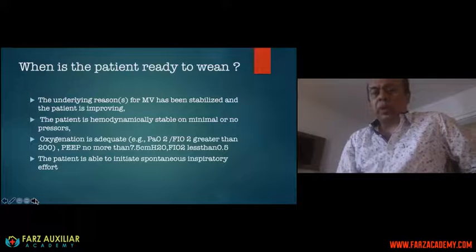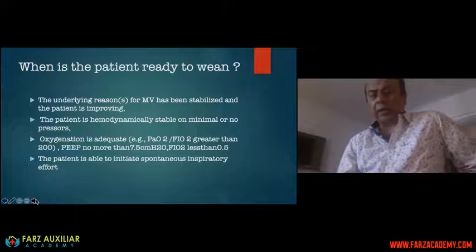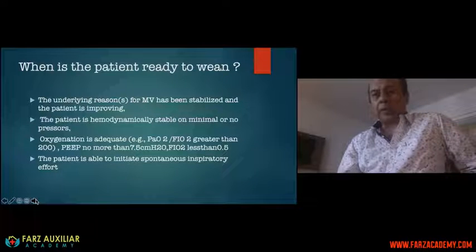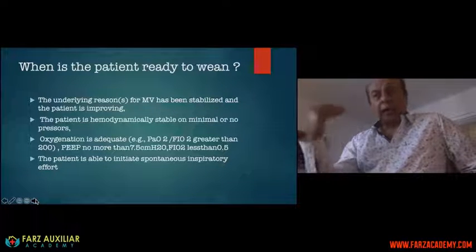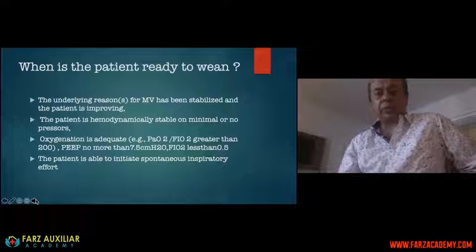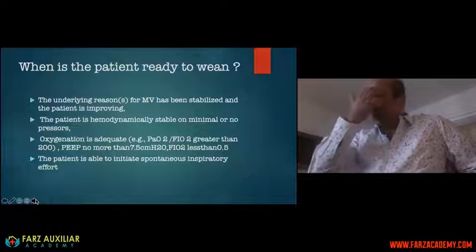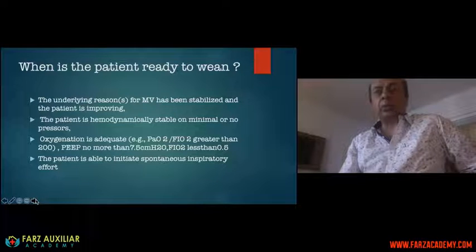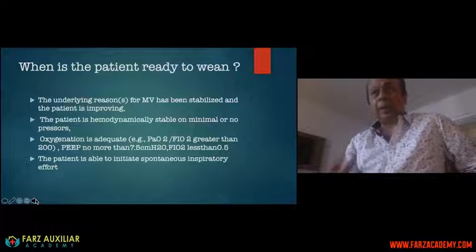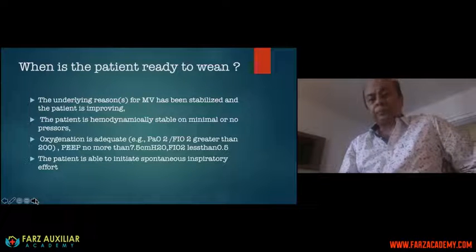So we need to look at the underlying reasons for mechanical ventilation having been stabilized and the patient improving. Suppose a patient has, as I told you, decompensated heart failure, that has to be controlled, and only then can we think about weaning. Or the patient had sepsis and we have controlled that, then we can think about weaning. The patient is hemodynamically stable, on minimal or no pressors. A patient who is requiring a huge amount of vasopressors or inotropes may not be fit for weaning. I'll discuss why, because that is so.